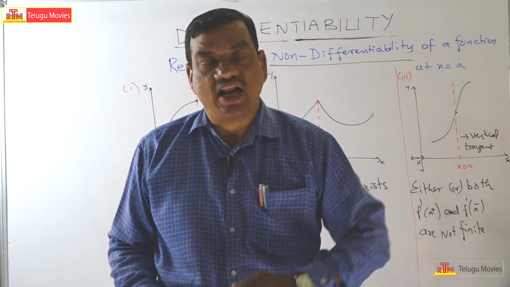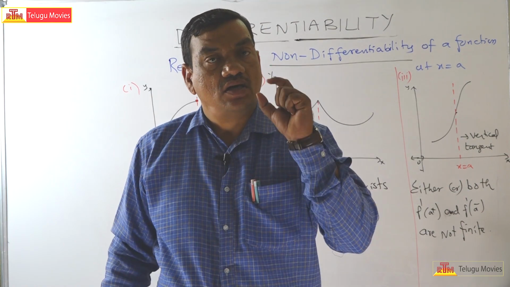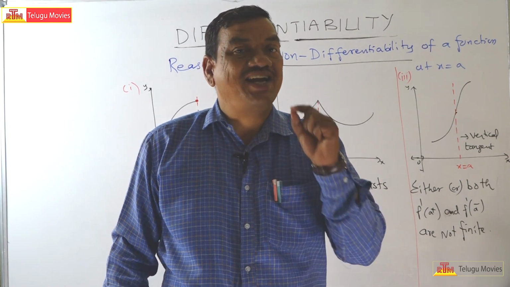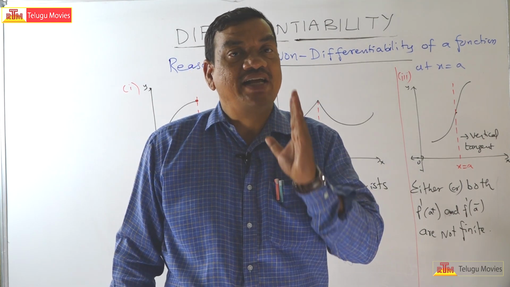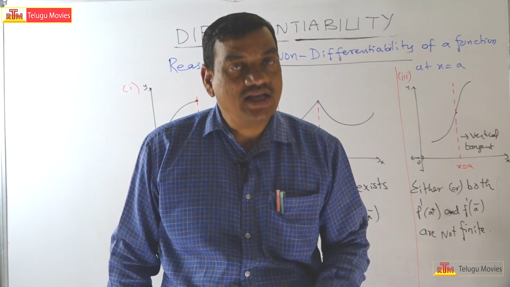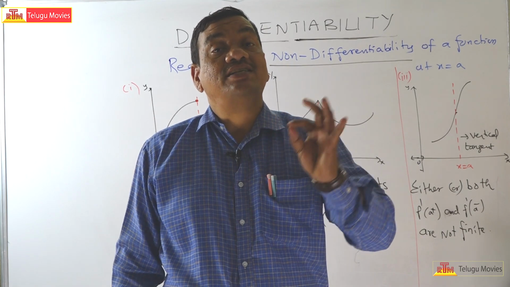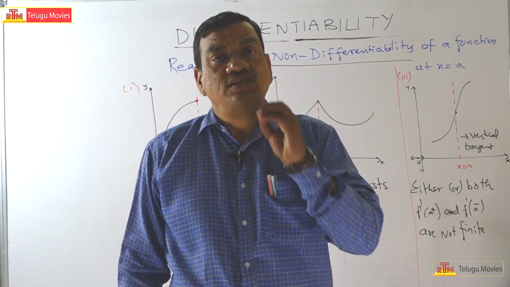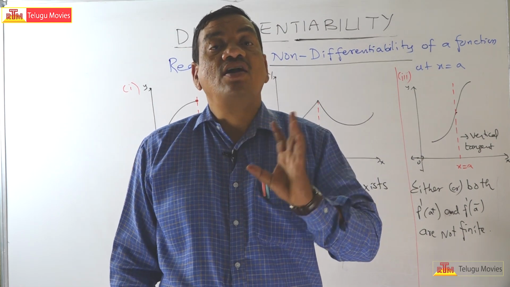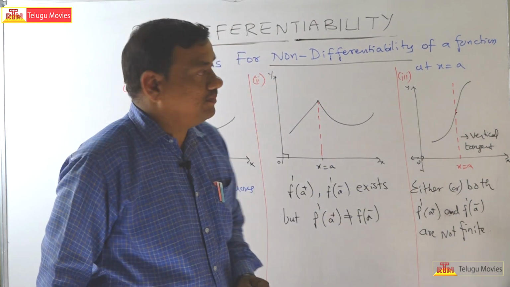In yesterday's class, I explained the differentiability of a function at x = a. That means a function is differentiable at x = a if at x = a there exists a tangent. Now, in what situations is a function not differentiable? Let us see that.